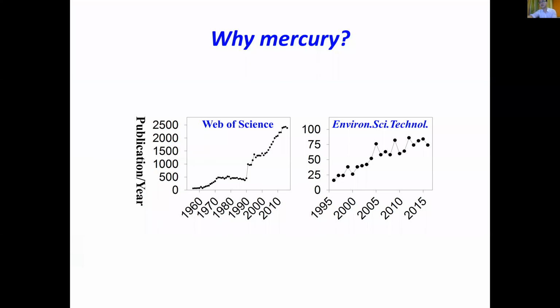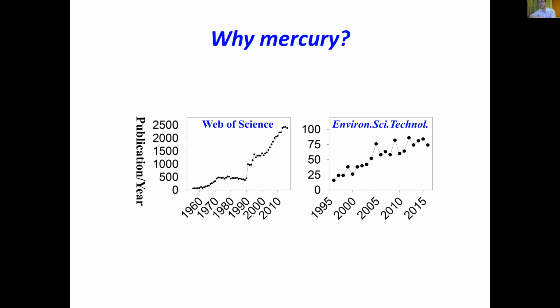So second, let's talk about mercury. So why are we concerned about mercury? So actually, I just searched the Web of Science and looked at the publications about mercury per year. In this slide, you can see that the publication about mercury increased very fast in the last 50 years and increased very fast also in recent years. Also, the publications on mercury in ES&T, which is one of the top journals in environmental science, show a very fast increase per year in the last 20 years.